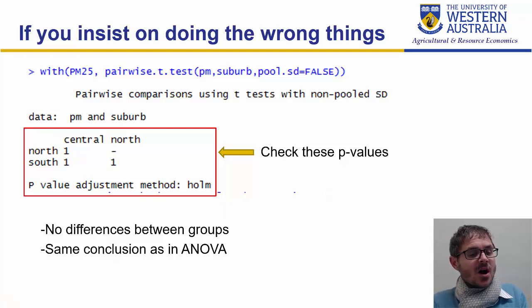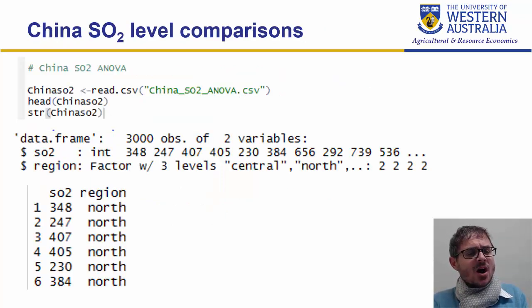All right, so I'm going to squeeze in one more example here. I've got the sulfur dioxide levels from China, 3 levels for my factor variables: central, north, and south. Read in my data, have a bit of a look at it, see that I've got factor variables, I've got 1,000 observations for each location. Is the sulfur dioxide level different across the regions?